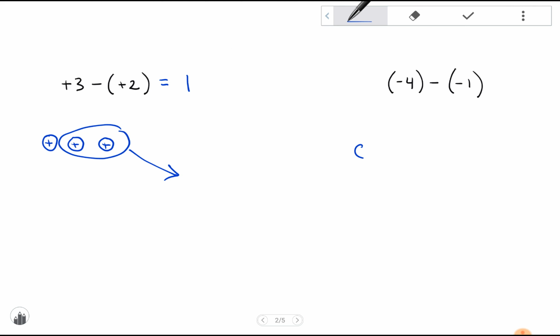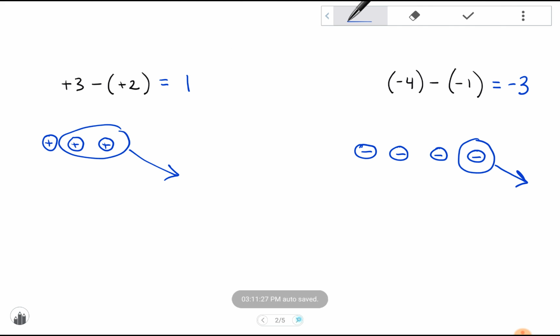We do the same thing over here. So 4 negatives. We're going to draw 4 negative circles, negative coins, and we want to remove 1 negative. So here's our 1 negative, and we're going to represent it being taken away with the circle and the arrow. So we're left with 1, 2, 3 negatives. So the answer is -3.